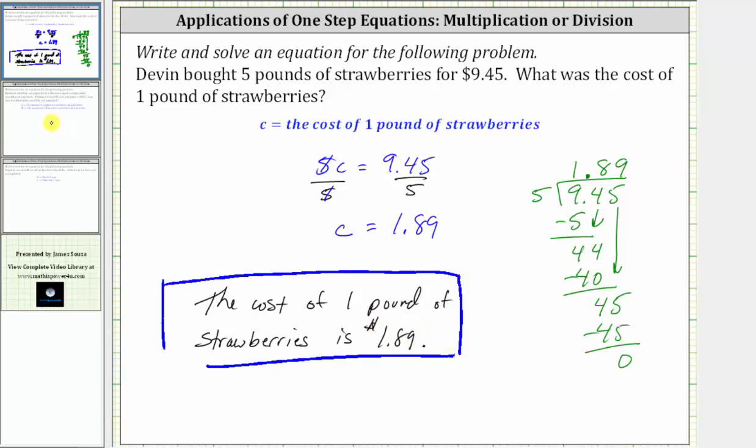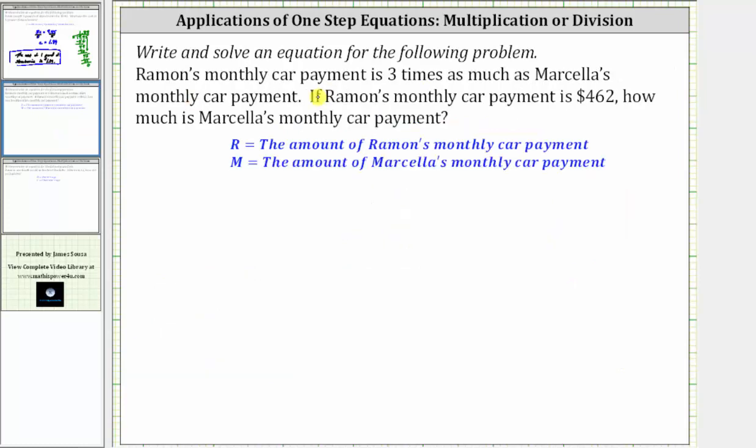For our second example, we're told Ramon's monthly car payment is 3 times as much as Marcella's monthly car payment. If Ramon's monthly car payment is $462, how much is Marcella's monthly car payment? To help us set up the equation this time, let's define 2 variables. Let's let R equal the amount of Ramon's monthly car payment, and let's let M equal the amount of Marcella's monthly car payment. Let's begin by writing an equation that relates R and M.